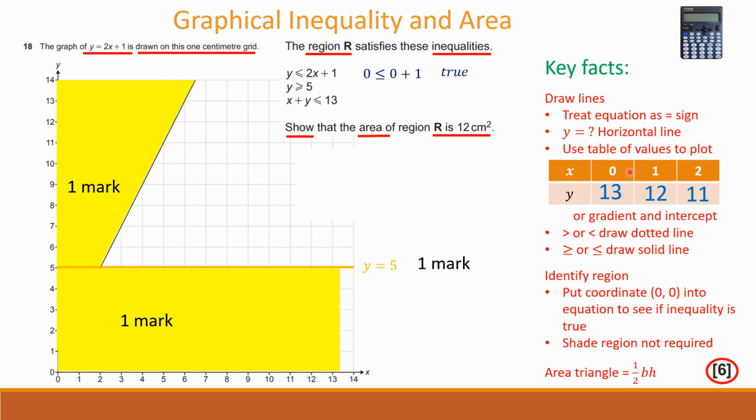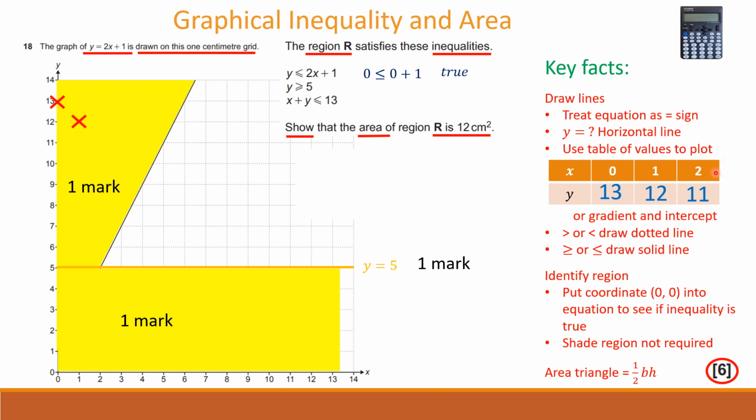So we need to plot the point (0, 13). That means you go along the corridor 0 and then you go up to 13. So there's your first point you're plotting. The next one, we go along the corridor once and then we go up the stairs 12. So go across 1 and then up 12. This is the second point.